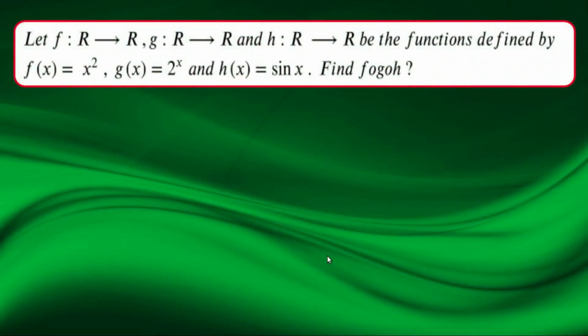Next problem. Let f: R to R, g: R to R, and h be functions from R to R, defined by f of x is equal to x square, g of x equal to 2 raised to x, and h of x is equal to sin x. What is f composition g composition h?